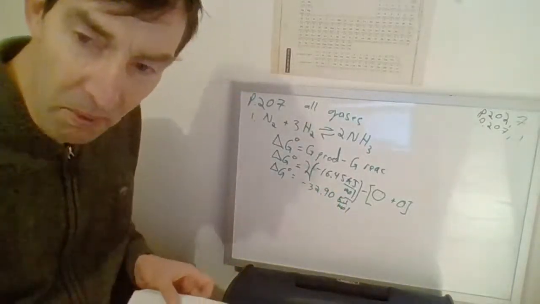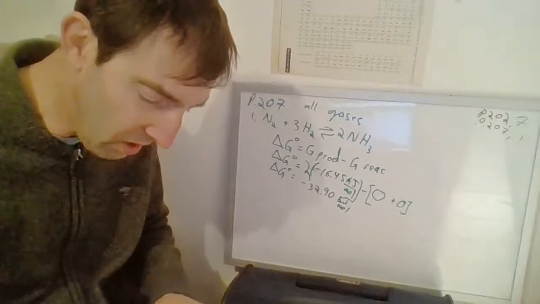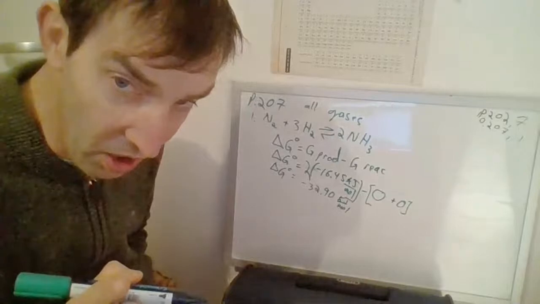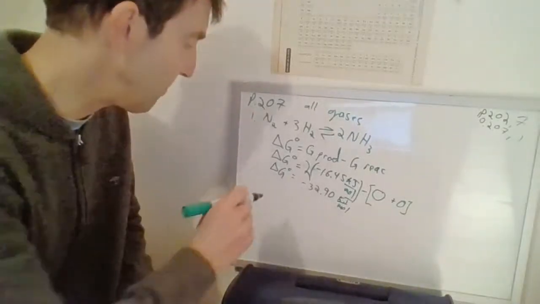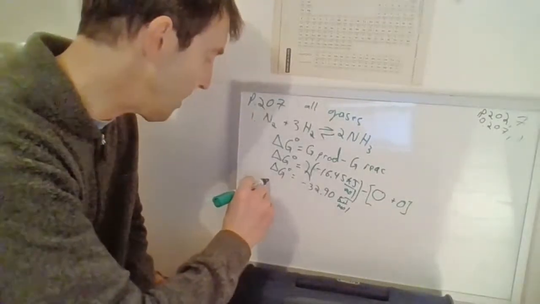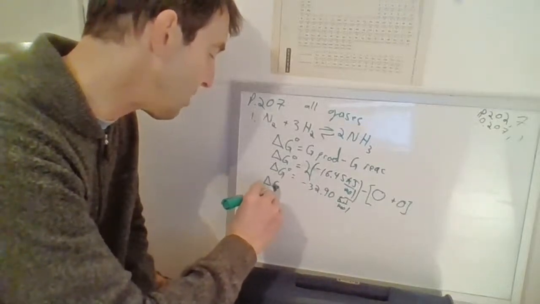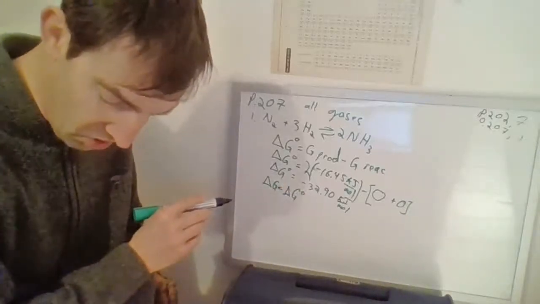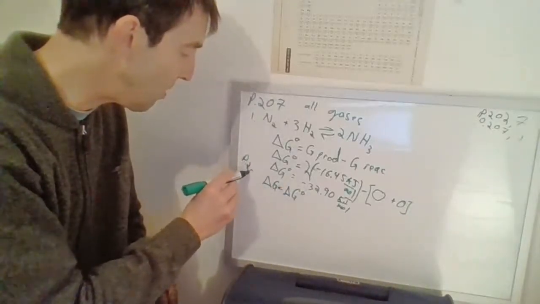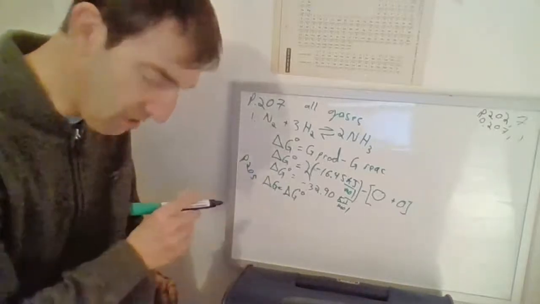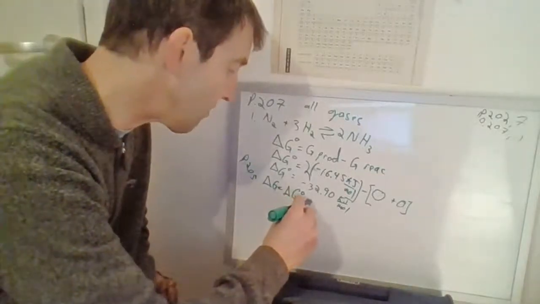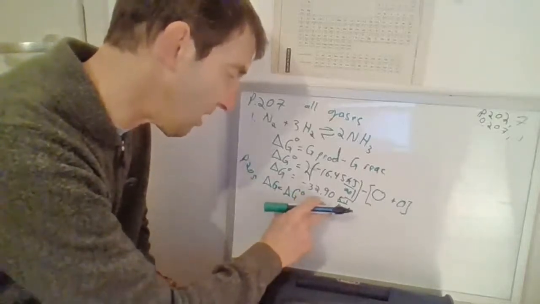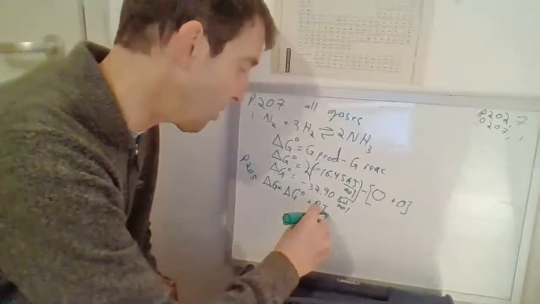But we're not done with the problem. The problem says they want it at non-standard conditions. So we got to use the famous correction equation that has to do with Q. Ready? Here we go. So I want a new delta G. So it's the delta G standard, and this is from page 205, plus RT times the natural log of Q.